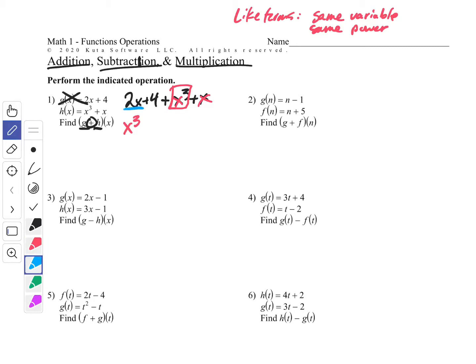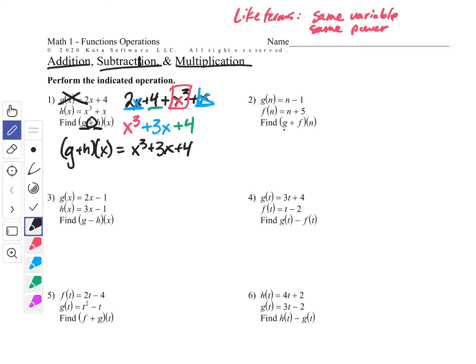Then I've got a 2x and an x, so those ones are like terms. So it's like a 2 and a 1, so 2 plus 1 would give us 3x. And then we've got that plus 4, there's no other 4, so plus 4, and that is our new function, okay? So g plus h of x is equal to x cubed plus 3x plus 4, okay? And that's all we're doing here for the first part, okay?